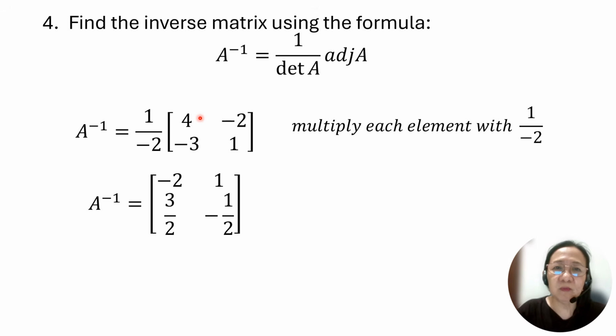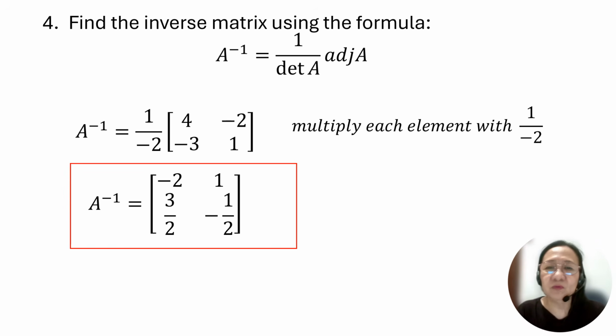That is now the same as 4 divided by negative 2. So that's why we have negative 2 here. Negative 2 times negative 1 half is the same as negative 2 over negative 2, or positive 1. Negative 3 times negative 1 half is the same as positive 3 halves, negative times negative. Okay? Then 1 times negative 1 half is negative 1 half. Therefore, we can say this is our inverse of the matrix A. Okay?